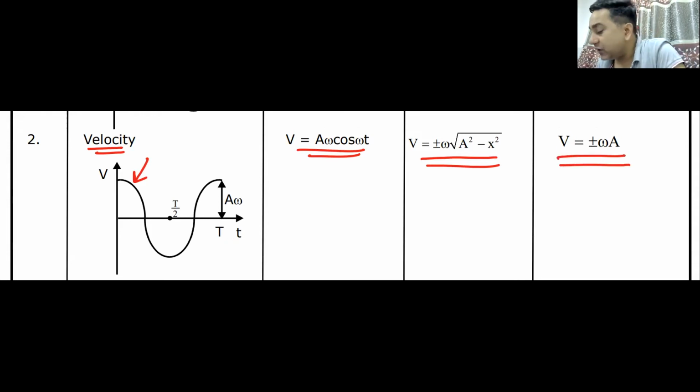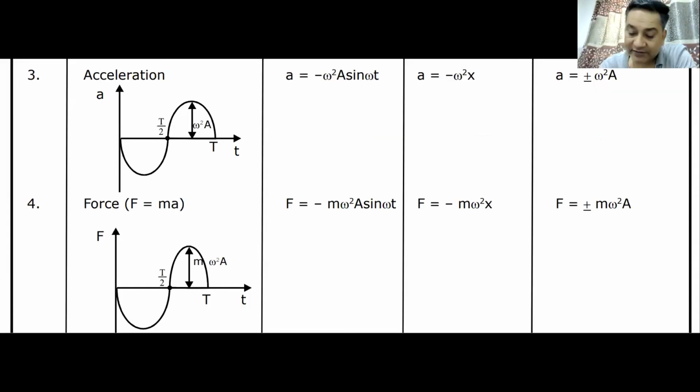And the value of velocity will be plus or minus, plus indicating that it may move away from the mean position, or it can move towards the mean position as well. Do we understand this? Yes or no? Yes, sir. The next two graphs are similar to each other because for acceleration and force, you multiply a with m and you get the graph of force. So both the graphs are the same. The only thing is it is multiplied by m.